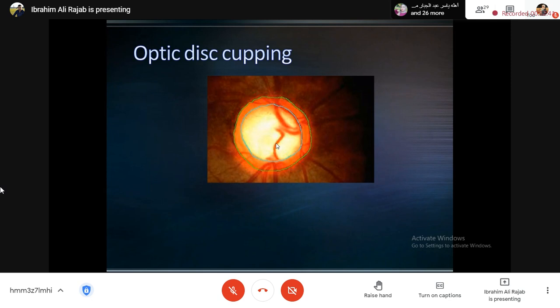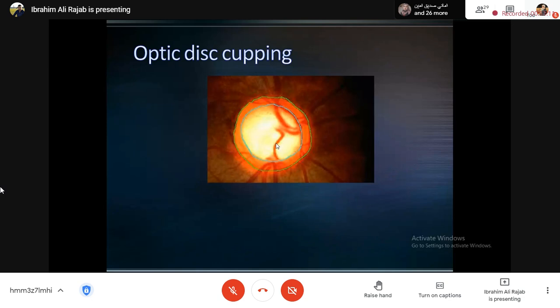We should not say this is a glaucomatous patient by just seeing the optic disc cup. We should collect other criteria of glaucoma, which are the intraocular pressure, visual field, we assess the angle of the anterior chamber, and we assess the patient by a device called optical coherence tomography. So we should search for another sign.